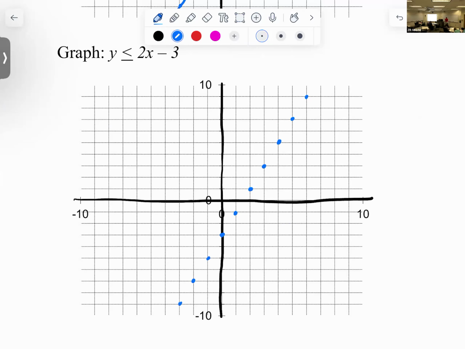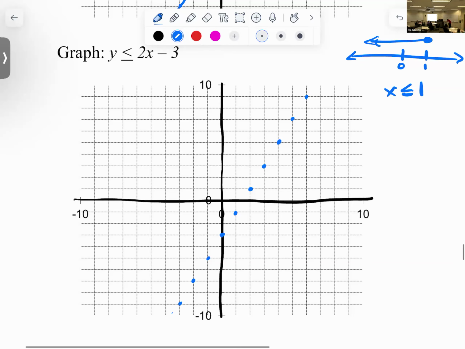All right, but now notice y is less than or equal to 2x minus 3. So remember when we had that? If I had x less than or equal to 1, how did we represent that in one dimension? A filled-in circle and then going left. Yes, going left. So the equivalent of a filled-in circle is a completed line. So we are including the line. And then we need to identify the shading, because the shading represents the rest of that region.